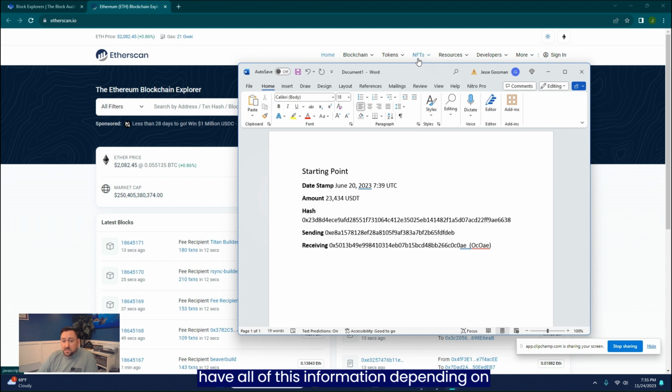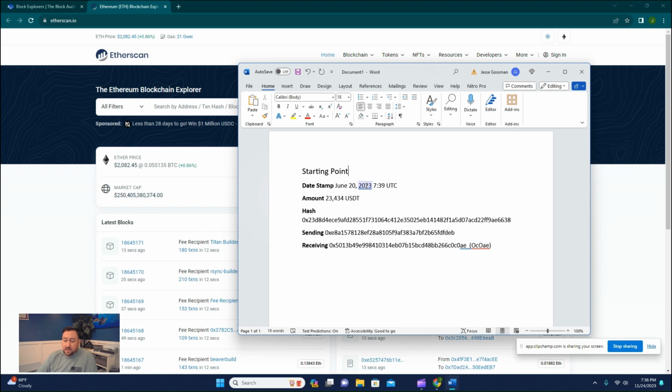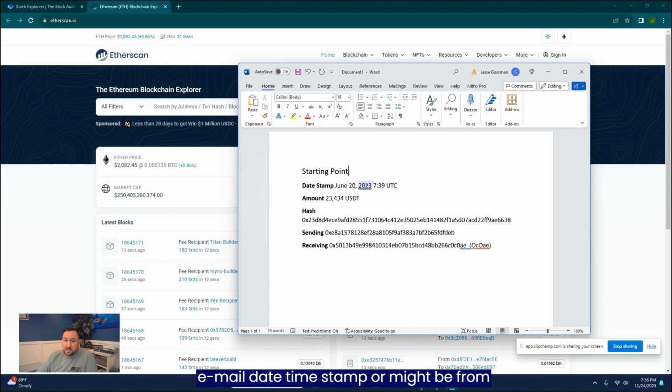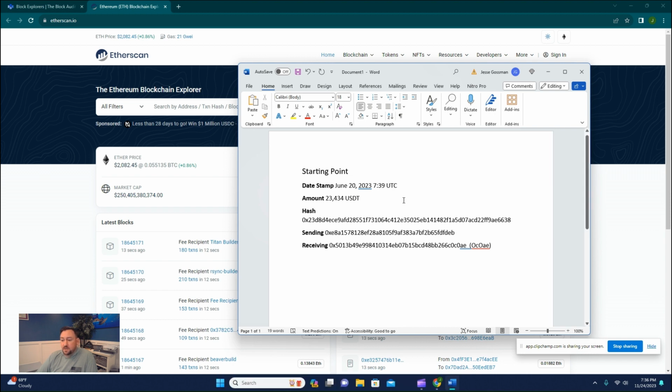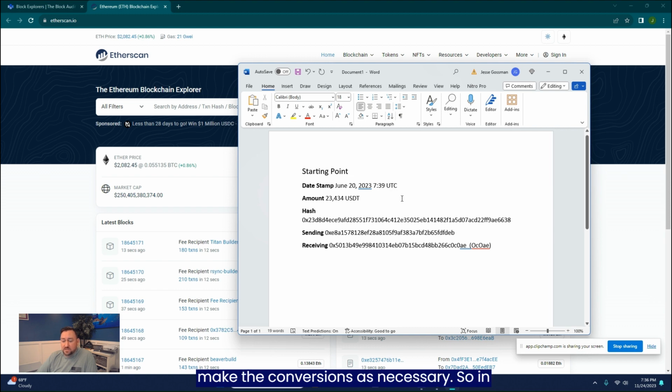Now, you may have all of this information depending on your case, or you might have bits and pieces of it. So what we have here is a date timestamp, June 20th, 2023 at 7:39 UTC. Depending on where you get this information from, it might be from your victim's email date timestamp, or from an ATM receipt date timestamp. It might be your victim just kind of coming up with it based on what time they looked at their phone. So with all of those things, you have to bear in mind that the blockchain generally, and Etherscan as well, operate on UTC time. So make sure you are cognizant of that and make the conversions as necessary.